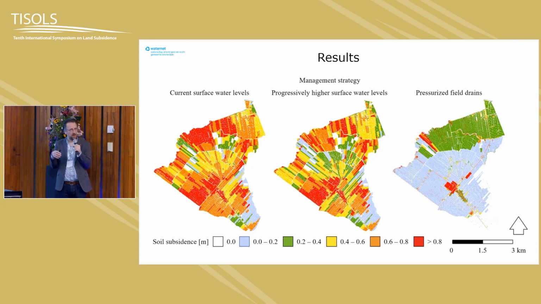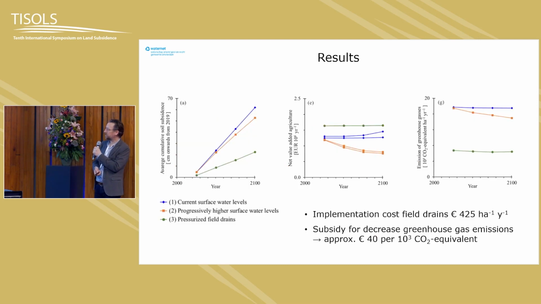At the end of the century, the rate of soil subsidence will have diminished, but in the years to come, changes are limited. You cannot say that for pressurized field drains, because in one go, the subsidence rate is very markedly diminished. So this is a very effective strategy. You can also see that in these graphs. On the left-hand side you see the blue line. That's the business as usual. Soil subsidence 2 centimeters in 3 years. And the green line, pressurized field drains, only a few millimeters a year.